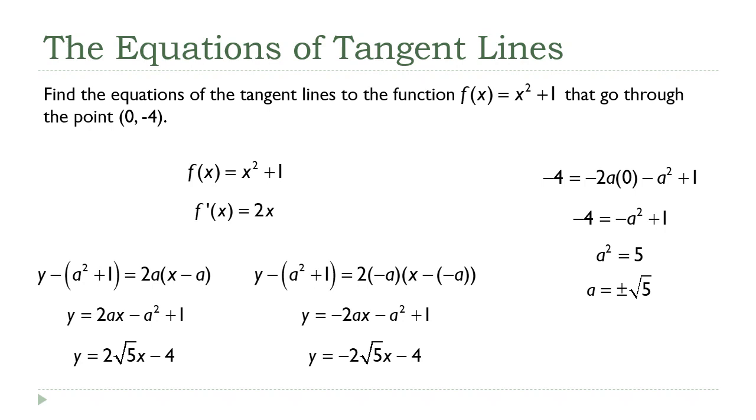And you see that the slopes do match what we get for our two values of a from the derivative, and both of those lines do go through the point (0, -4). So those are going to be our two solutions.